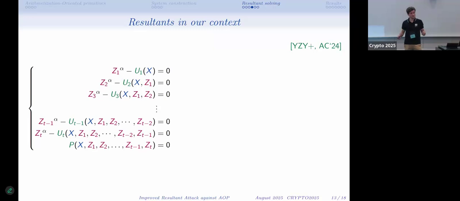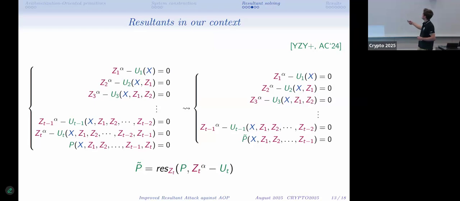But in our case, remember one of the properties I mentioned, which is that our system is quasi-triangular. This technique was already presented at Asiacrypt. Which means that when we compute this last resultant to remove the t variable, z_t, this variable is only present in the final polynomial and in one of the z_t to the α minus something equations. So we only need one resultant to delete one of the variables from the system. And what this also means is that the ideal doesn't have any parasitic solution. So it's very important that we do not outgrow the system, basically.